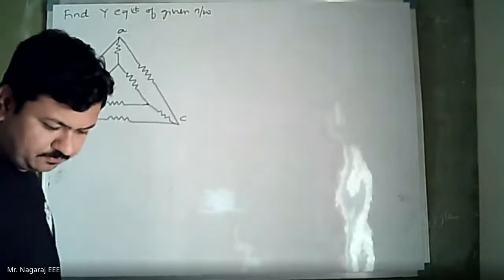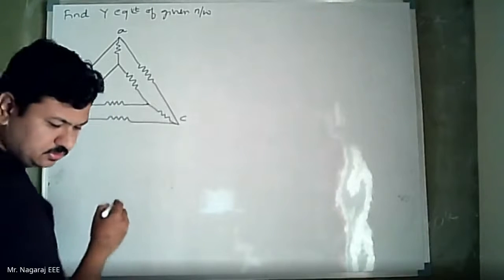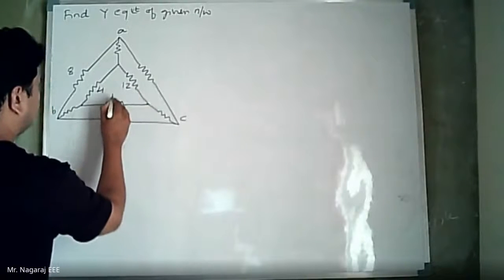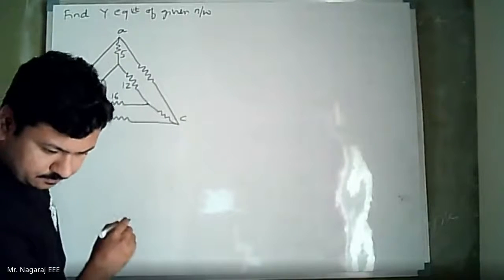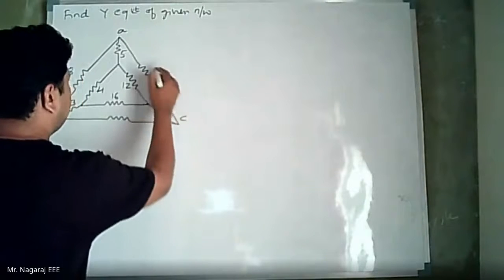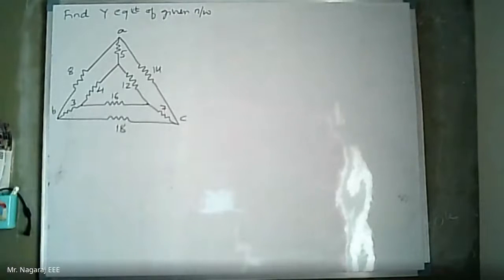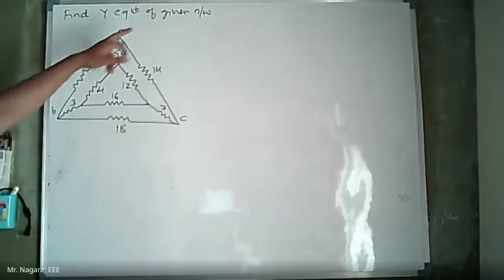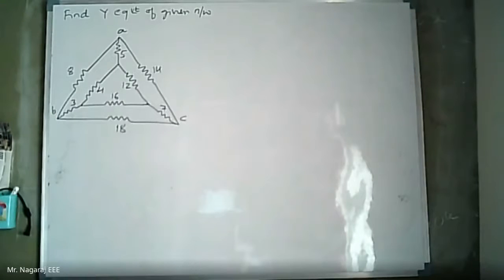The values given are 8 ohms, 4 ohms, 12 ohms, 16 ohms. This is 5, 3, 7 ohms, 14 ohms, and 18 ohms. All are in ohms. Now I need to find the star equivalent circuit of the given delta network. This network will be a combination of both star and delta connections.